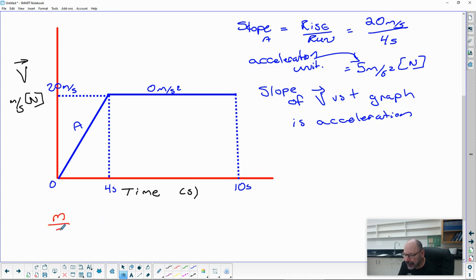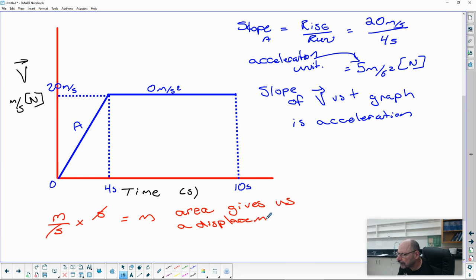meters per second times this axis with this axis, you get meters. So if you do the area, you actually get a distance, or a displacement in this case. So multiplying, or area, gives us a displacement or distance, depending on if you have a direction or not.